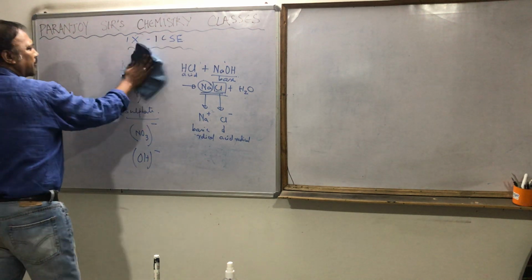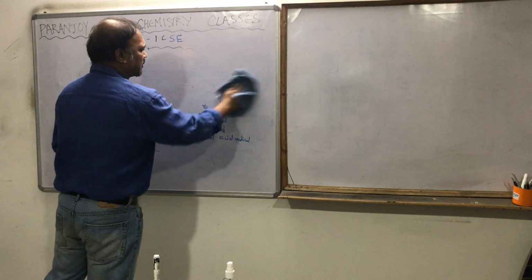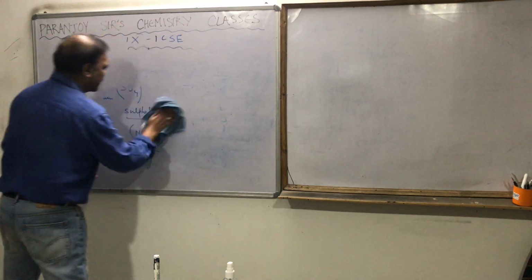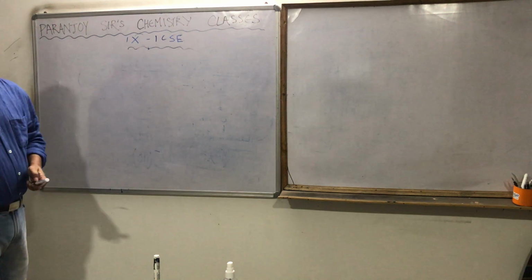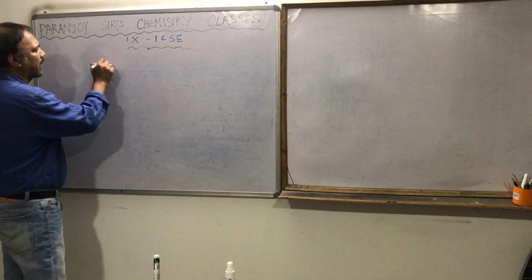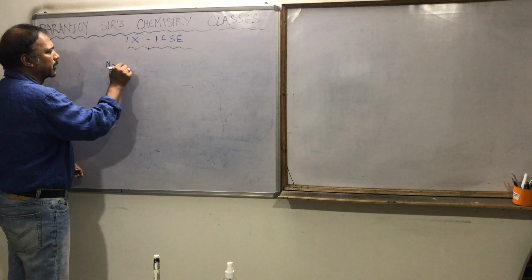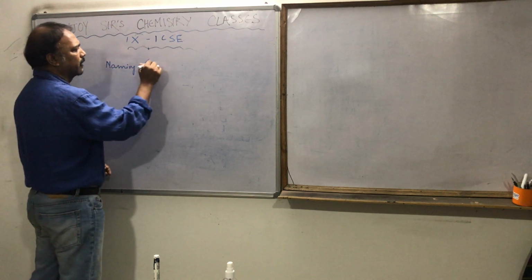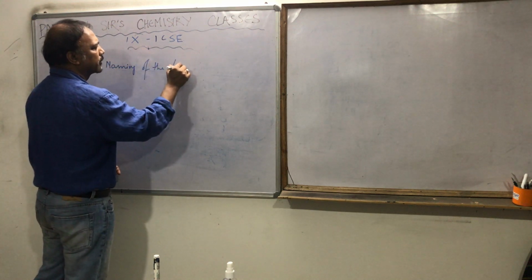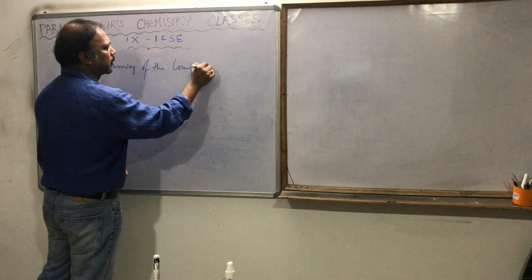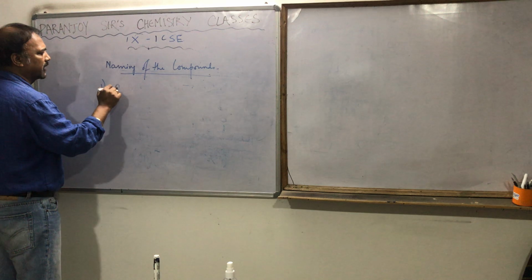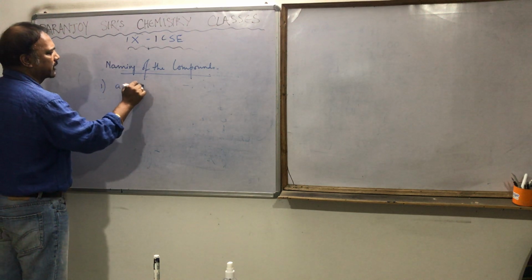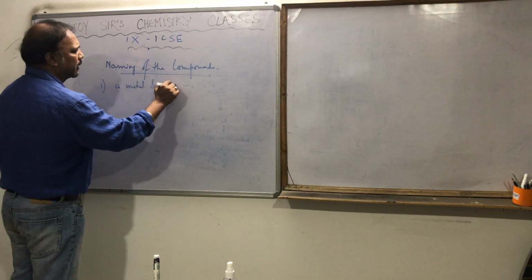How to name the compounds. Naming of the compounds. Next is naming of the compounds. First of all, the first type of compound: a metal and a non-metal.